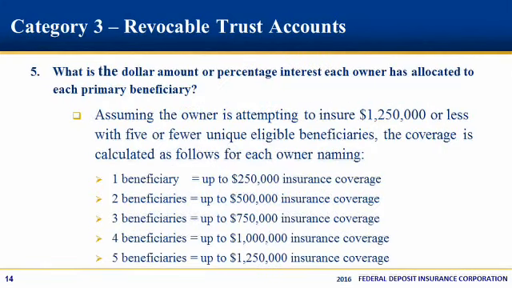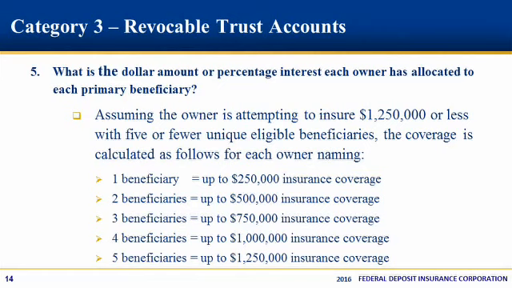The fifth question is, what is the dollar amount or percentage interest each owner has allocated to each primary beneficiary? If it is determined that the owner is attempting to insure funds less than or equal to $1,250,000, and there are 5 or fewer unique eligible beneficiaries, then the deposit insurance coverage is easy to calculate. We simply multiply the number of unique eligible beneficiaries times $250,000.